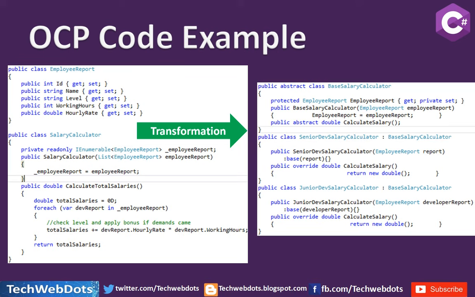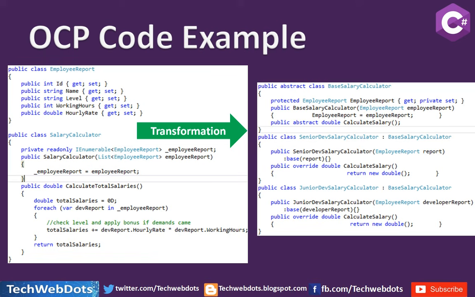But what happens in case there is a requirement when we want to give a bonus or increase salary on the basis of level? In the comment that I mentioned, check level and apply bonus if demand comes, means if there is a demand we can apply the check. But if we apply that check and that feature over here, that violates the open close principle, means we are modifying the existing class. We are not extending it.